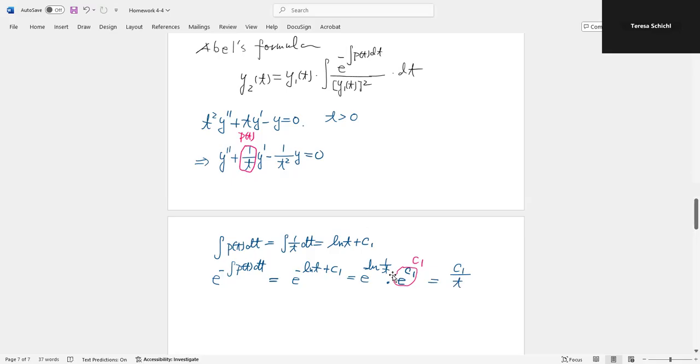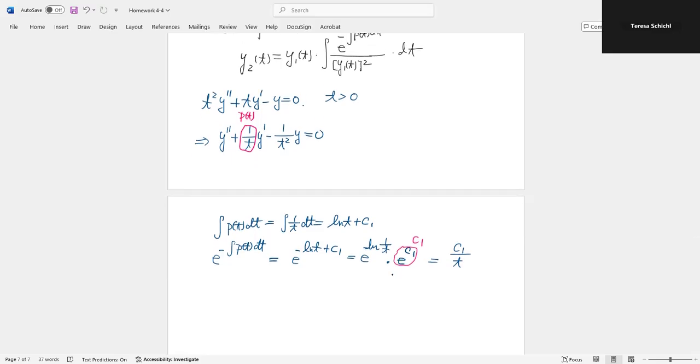Now, based on the formula, I'm going to integrate c1 over t divided by y1(t) squared. The y1(t) given by the problem is 2t, so y1(t) squared is 4t squared. Now I will have c1 times the integral of 1 over 4t cubed dt. This one is pretty easy, so it will be c1.